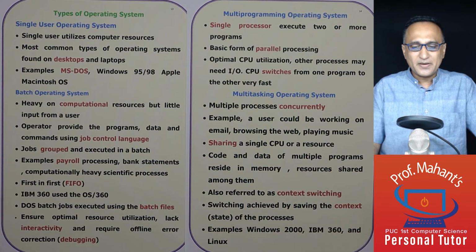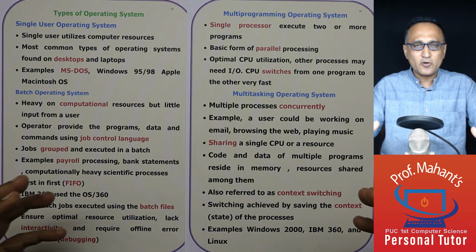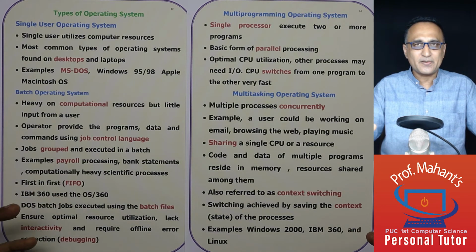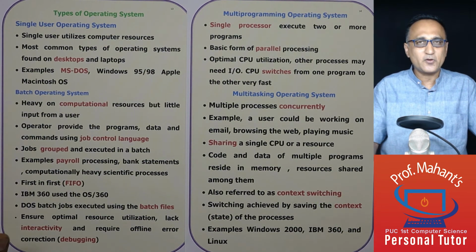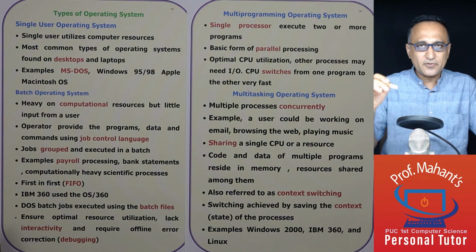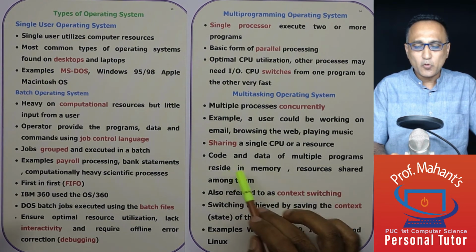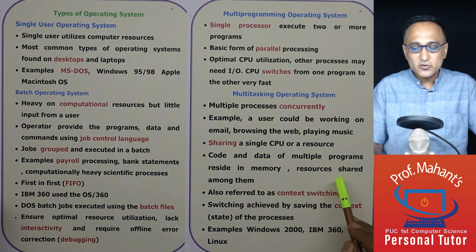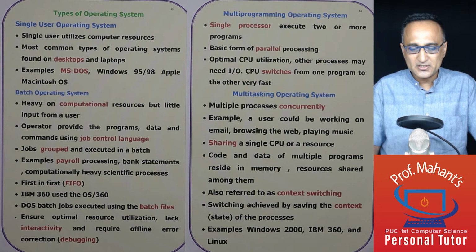Let me give you a more practical example. Let us say 50 students are connected to one powerful computer and they are learning C++. You don't require to load 50 copies of the C++ compiler. You will have one copy of the C++ compiler. All the 50 different programs will be there, and those 50 programs will use the same compiler to get their programs compiled. Thereby code, data, memory and resources are going to be shared between those different programs and processes.